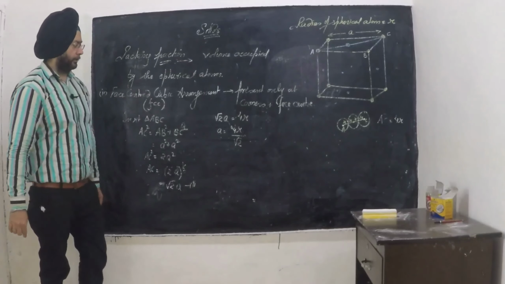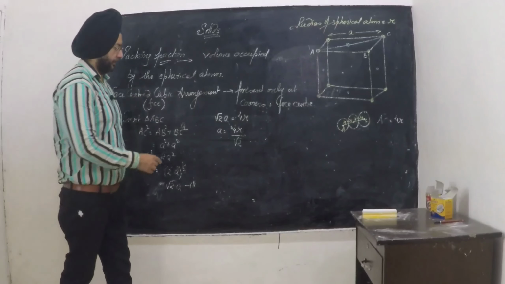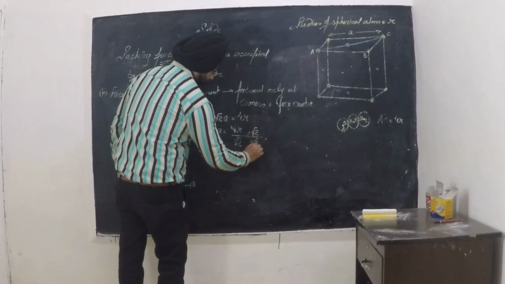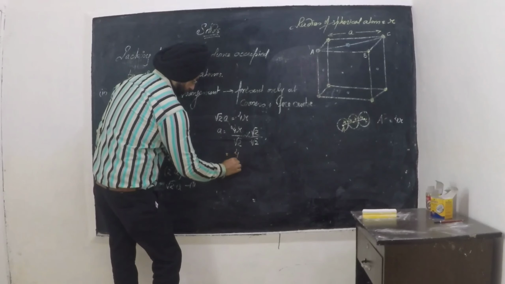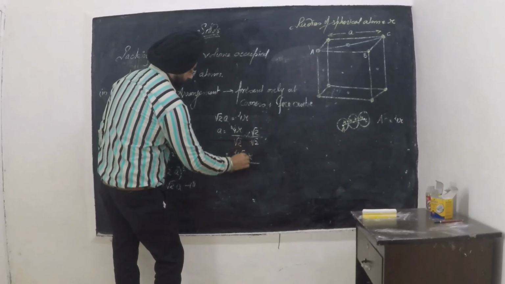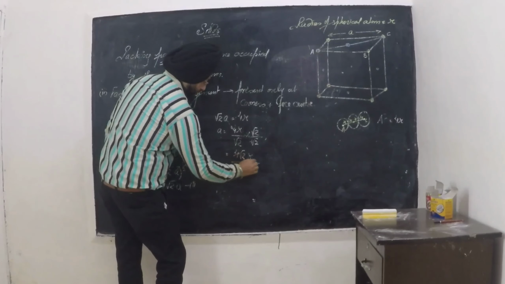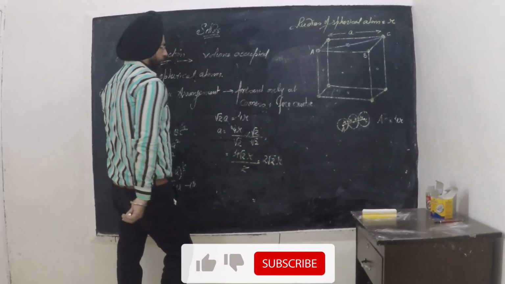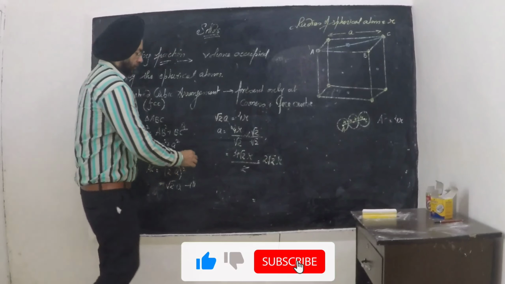There is under root 2 in the denominator, so let us rationalize this equation. So under root 2 into under root 2, so all the steps will be clear. So it is 2 under root 2 into r. So that is the value of a.